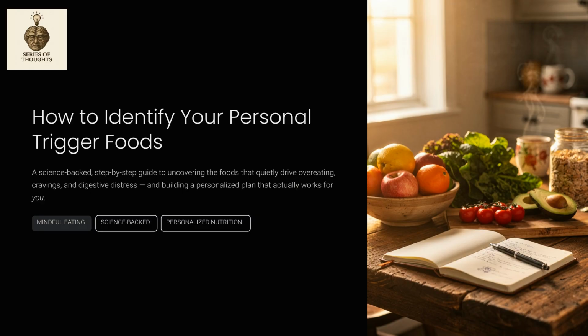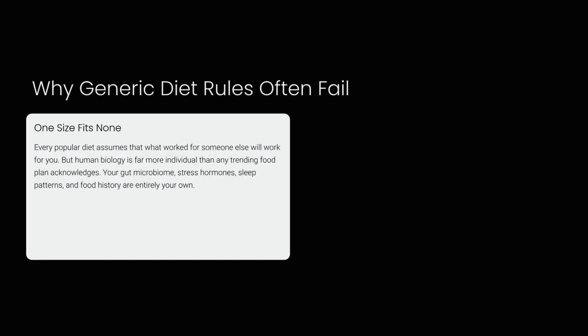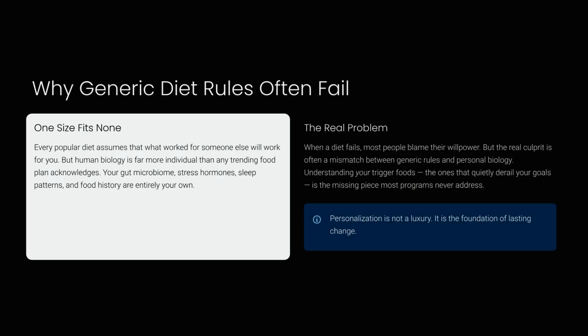Generic diet rules often fail because they assume one size fits all. Human biology is individual, influenced by your gut microbiome, stress hormones, sleep patterns, and food history. The real problem is a mismatch between generic rules and your personal biology. Understanding your specific trigger foods is the foundation of lasting change.